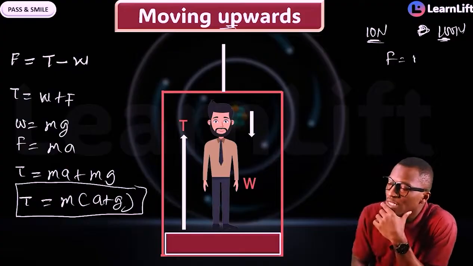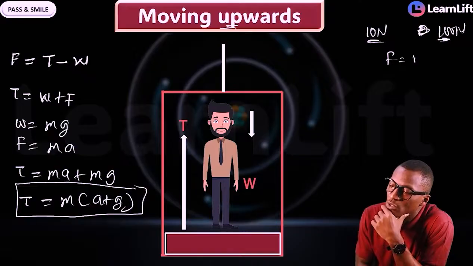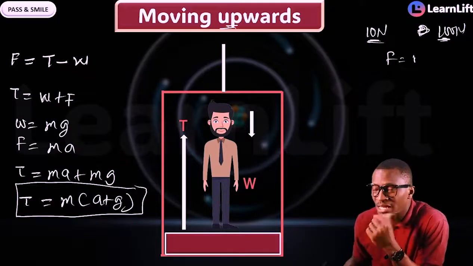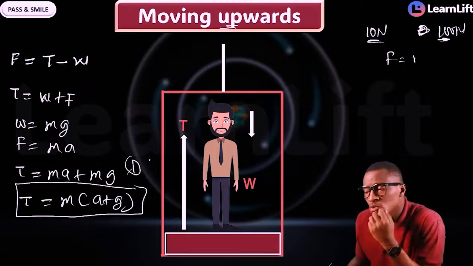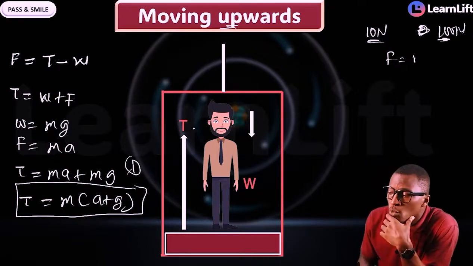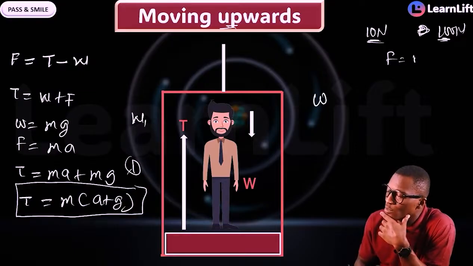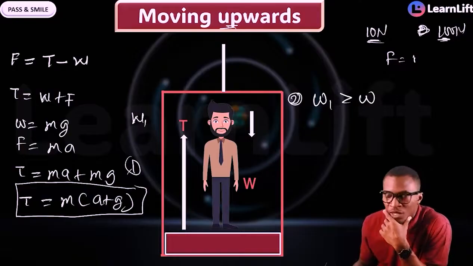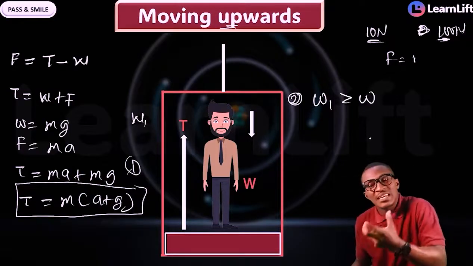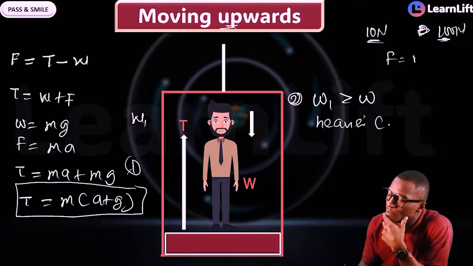We first of all said that the tension will be greater than the weight, and there's an unbalanced force, that is F is equal to T minus W. And we know that. This is the first thing to note, which is the formula. The second thing to note is that as the man is moving upward, a new weight is formed. This is the weight W1, and this is the other weight. The second thing to hold is that W1 is greater than the man's weight. So what happened? Because W1 is greater than the man's weight, the man is going to appear heavier on his spring balance.